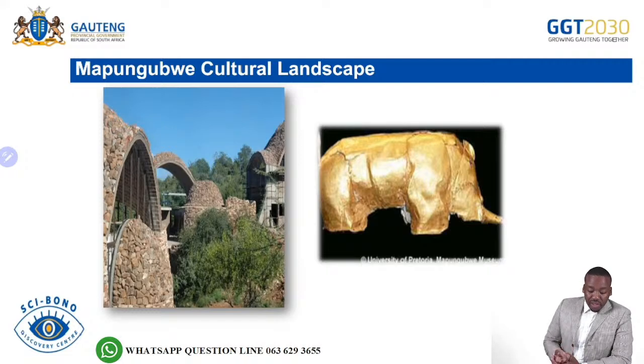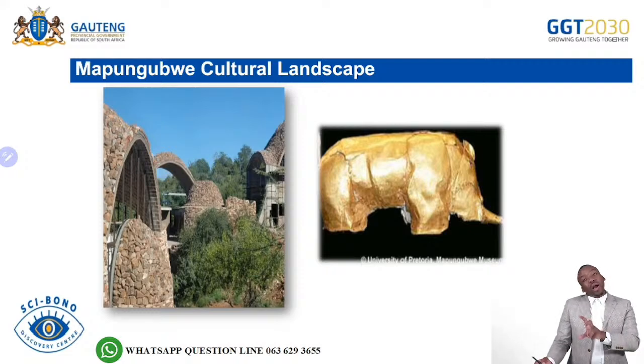Let's now try to deal with the first World Heritage Site. So we've got what? Mapungubwe Cultural Landscape. Be very careful of the spelling. Be very careful there, because you will forfeit marks. So if you want to get full marks, be a smart student and know the correct spelling.